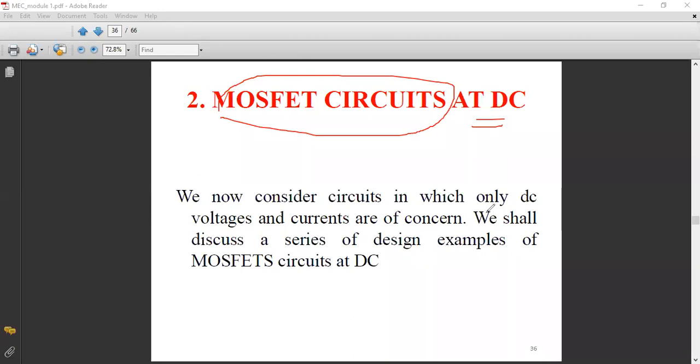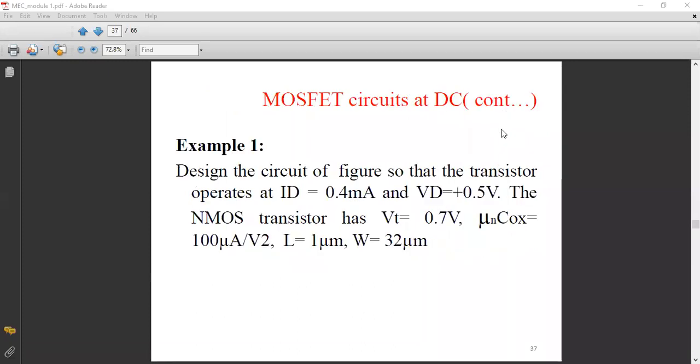Analysis means a designed circuit will already be given to you. You are there to simply analyze and find the voltages and currents in the nodes. That is what is called analysis. Design means based on the given specifications, you will have to generate a circuit. The requirements will be given to you in the question, and based upon that you will have to design the entire circuitry. Like you will have to design the resistance value, the current source value, all those things. So in this section you are going to deal with design and analysis of MOSFET circuits at DC. All of you take down this question.